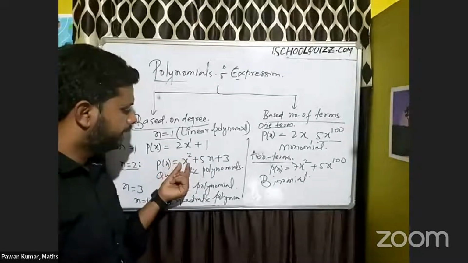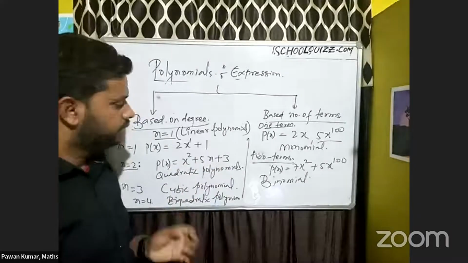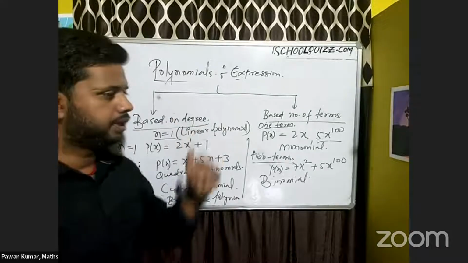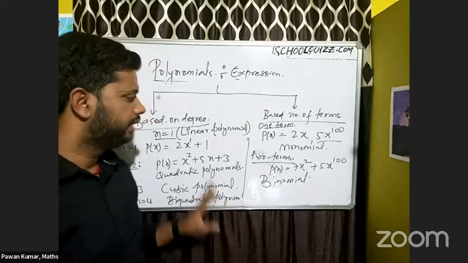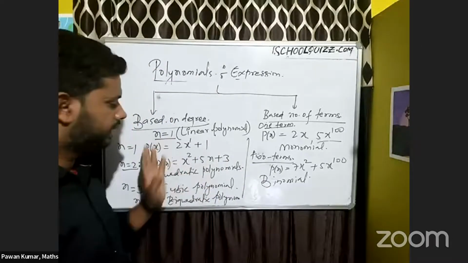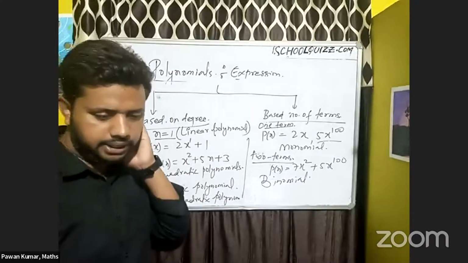But see here how many terms are there? 1, 2, 3 terms are there. It doesn't mean that if the degree is given, the number of terms is confined. If the degree is there, you can't see the number of terms. If you are seeing the number of terms, you can't see the degree. That is a rule for that.